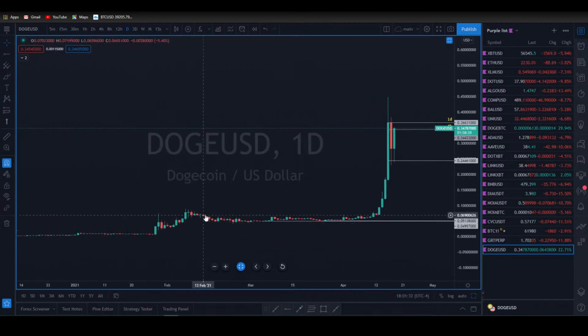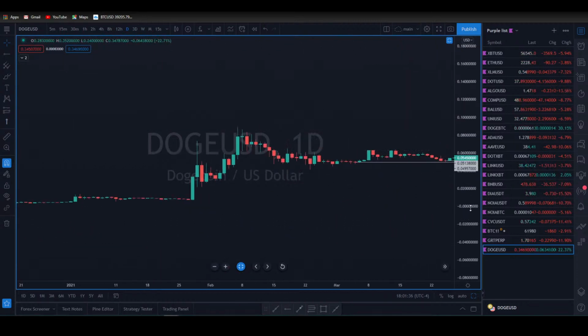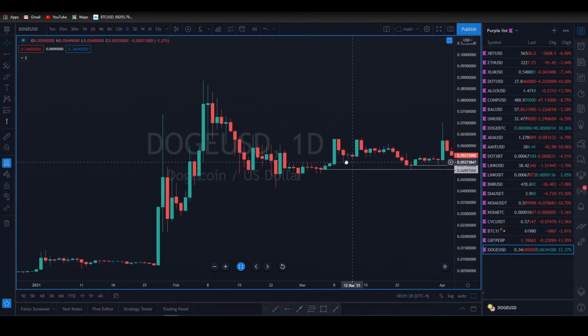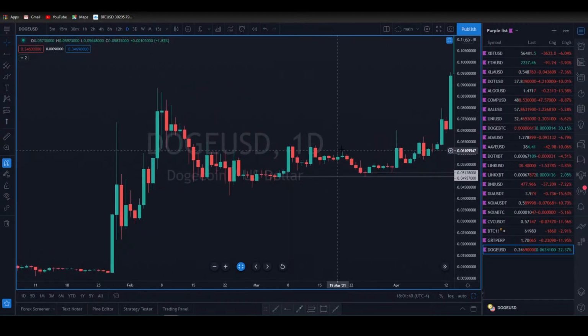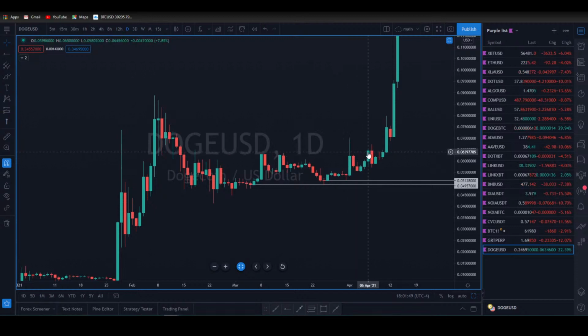Once you broke out above here and it kind of simmered down, it did give us an entry. However, we weren't watching it. Once we put in this double top essentially and traded away, I pretty much at that point thought Doge was done. So that's my bad. You know what I'm saying? That's my bad. But once you got your daily close above resistance, this was your resistance.